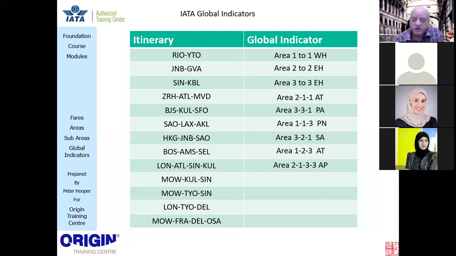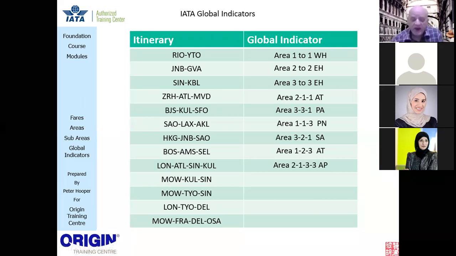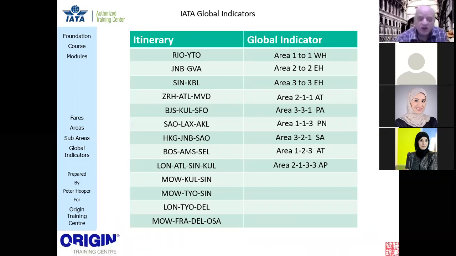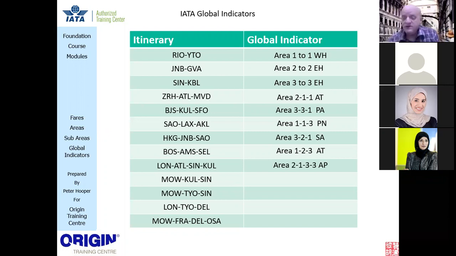So the second global indicator we try is FE. For FE to work, you need to fly from Russia in Europe or the Ukraine. Have I got Russia in Europe or the Ukraine? Yes. And you need a direct flight after Russia or the Ukraine to Area 3. Have I got that? Yes. In that case, it's FE. Agreed.